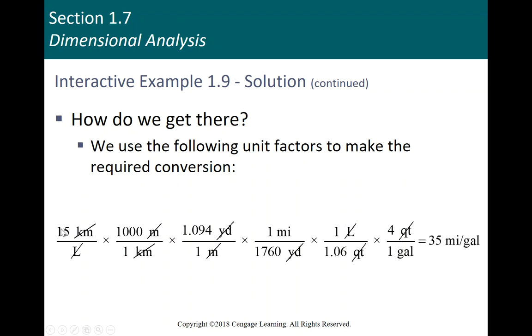Again, in your calculator, take everything on the top times each other, divided by, open parentheses, everything on the bottom times each other, close parentheses, and you'll get 35 miles per gallon. And notice 2 significant figures, because in our problem we were given 2 significant figures.